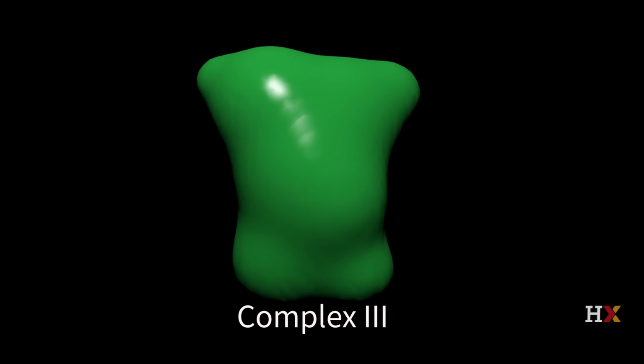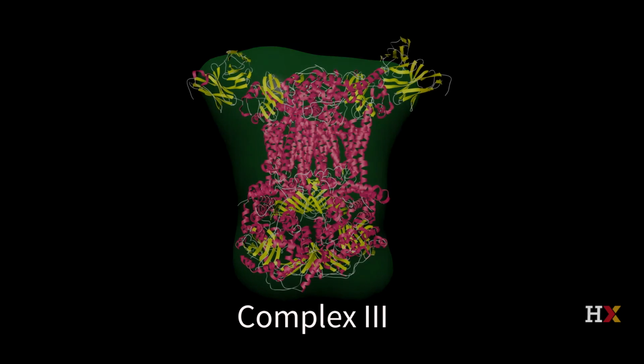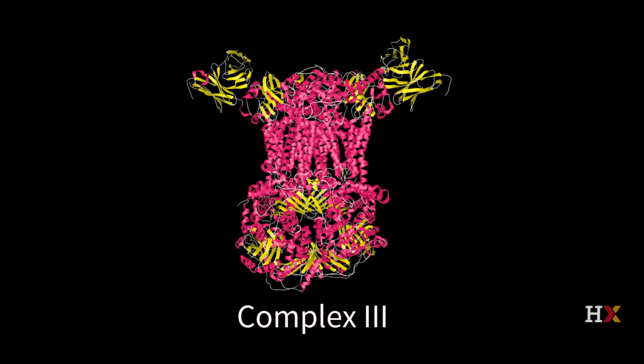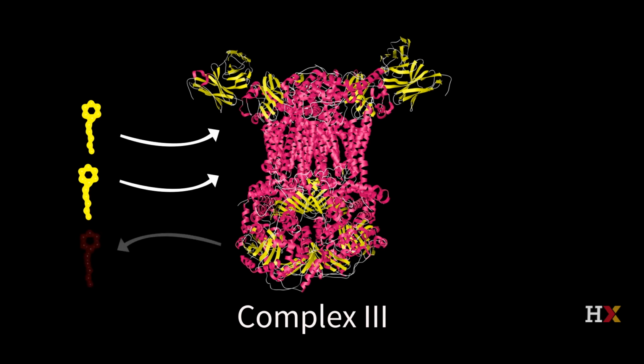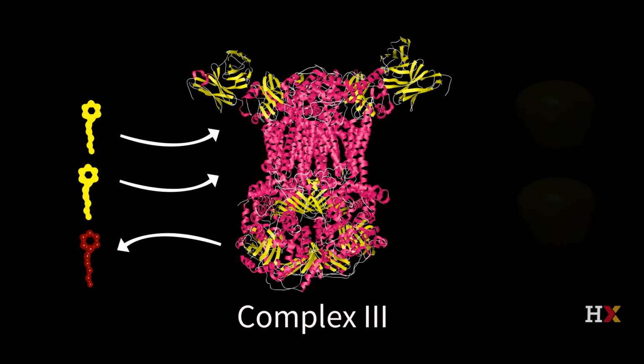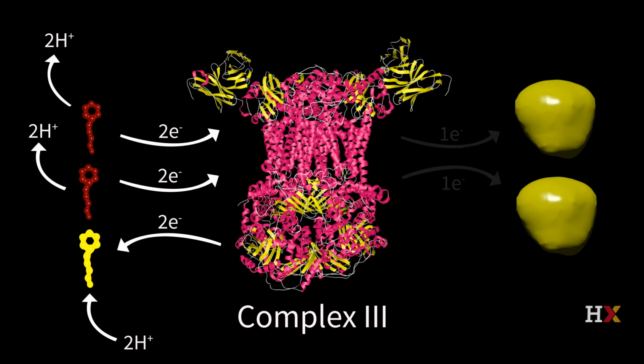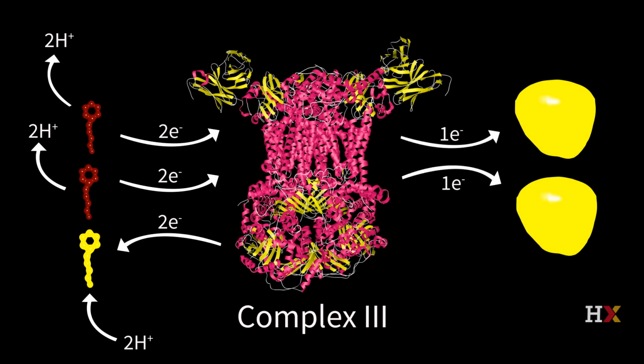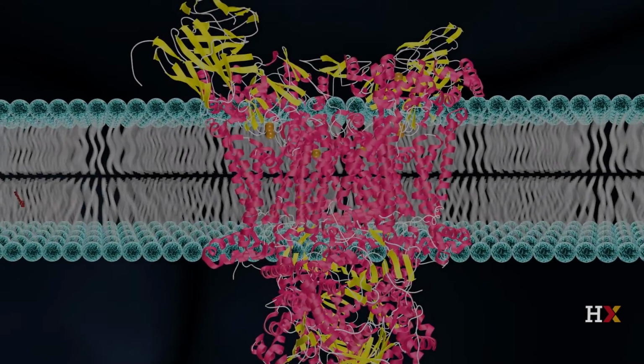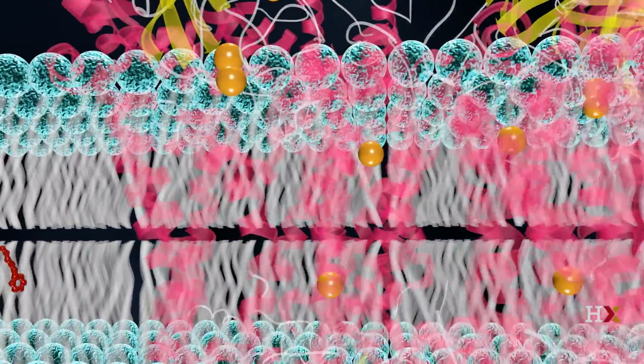Complex 3 controls the divergent path of electrons in a process called the Q cycle. The Q cycle is a 2-step process involving the oxidation of 2 ubiquinol molecules and the reduction of 1 ubiquinone molecule. The result is a release of 4 protons into the intermembrane space and the reduction of 2 molecules of cytochrome C. Complex 3 contains 2 binding sites for coenzyme Q, Q0 and Qi.